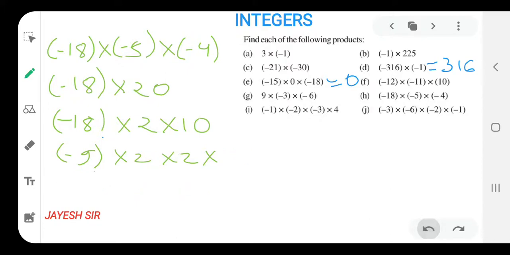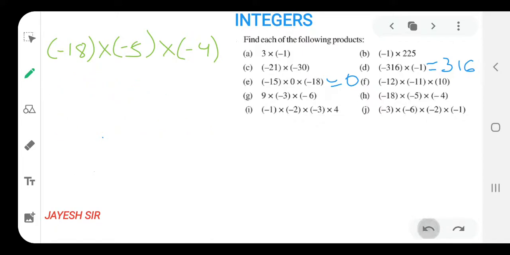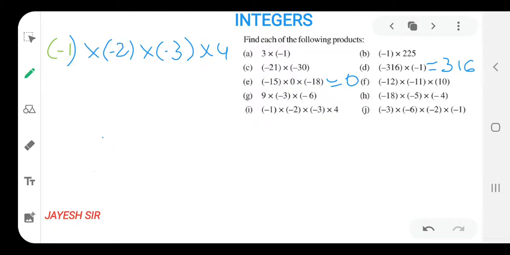That means minus 1 into minus 2 into minus 3 into 4. In the sum I am seeing 3 negative signs. That means our answer would be negative only. Yes, minus 1 is already written. Minus 1 into minus 2 into minus 3 into 4. As we all know the tables of 1, 2, 3 and 4, but then also we should have a different approach.